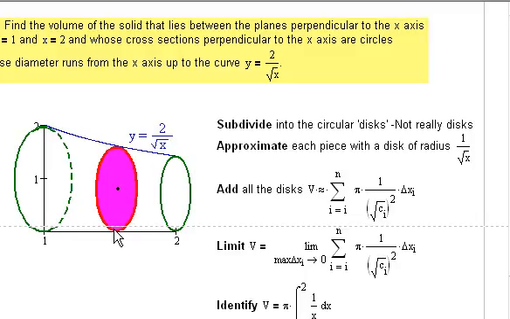from here to here we have 2 divided by the square root of x, and we want to know what's the radius of this, and that's half of 2 divided by the square root of x, which is of course 1 divided by the square root of x. So we can add up all the disks.